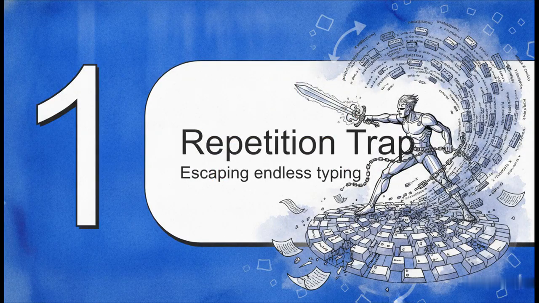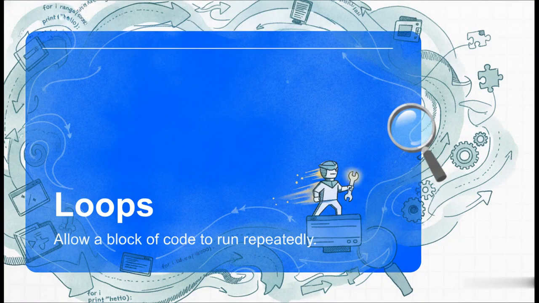Section 1. Escaping the repetition trap. We really need a hero to save us from all that typing. And here is that hero, loops. Simply put, a loop is a structure that allows a block of code to run repeatedly. Instead of writing 1,000 lines, you write maybe 2 or 3 lines, and you just tell the computer, hey, do this exact thing 1,000 times. Boom. It is the instant, highly satisfying fix to our problem. It automates the repetition, cuts out the manual typing entirely, and keeps your code super clean.